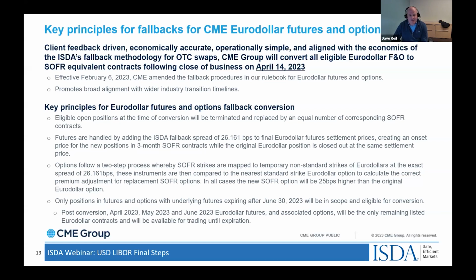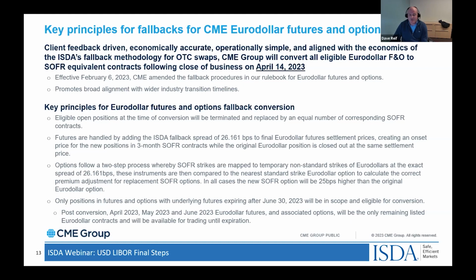The options are a little bit more complicated, and we won't go into a lot of detail on it, but it's really a 2-step simultaneous process where the SOFR strikes are mapped to non-standard strikes. As you know, we do list standard strikes in our options products. However, these will be mapped temporarily to a non-standard Eurodollar strike, which is the exact spread of that 26.161 basis points.